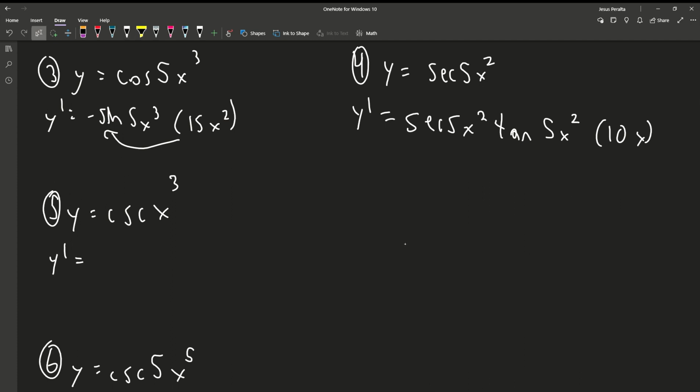This, we have cosecant, so that's going to be negative cosecant x cubed. Damn, that 3 is high as hell, bro. My bad. I did not mean to write it that high. And then cotangent x cubed times 3x squared.